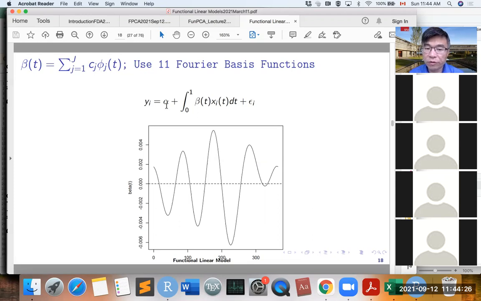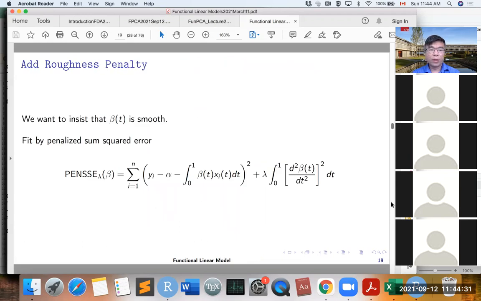So you're a little bit overfitting. Okay, so the key thing here is that we want to add the roughness penalty. So we want to control that beta t is a smooth function. Okay, so what we will do is that besides this sum square errors, or the fitting errors, we will add in a roughness penalty.